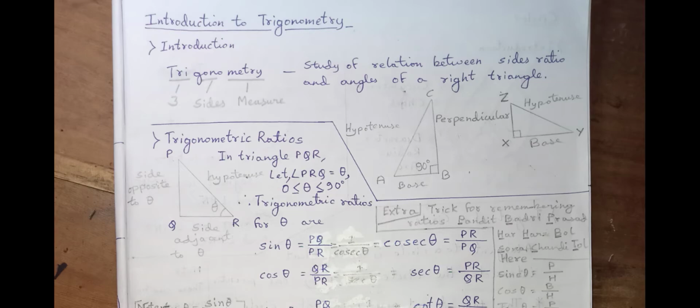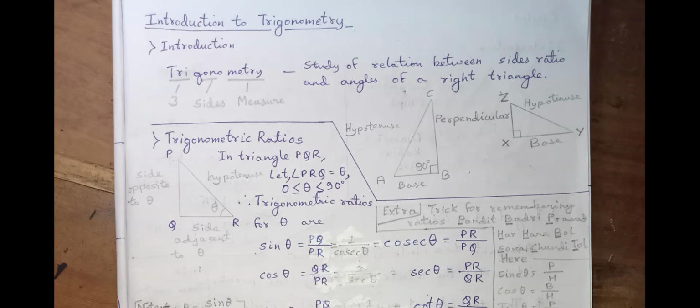So today's chapter is Introduction to Trigonometry. The word trigonometry is derived from three meanings: tri means three, gon means side, and metry means measure. So it is basically the study of the relation between side ratios and angles of a right triangle. Here you can see the right triangles.